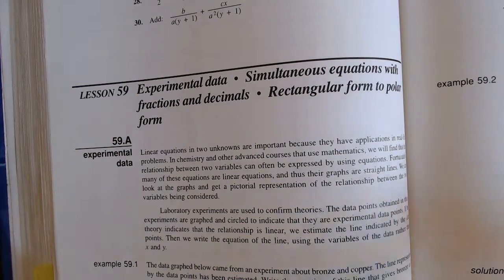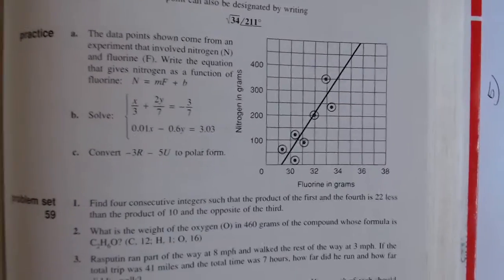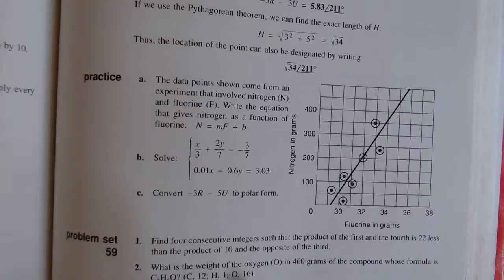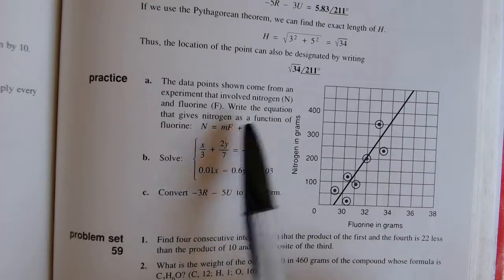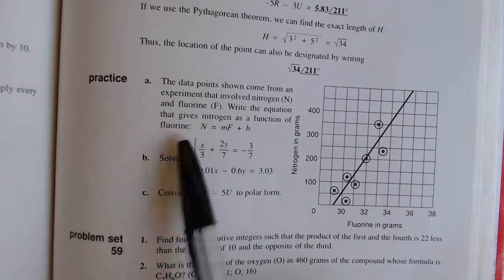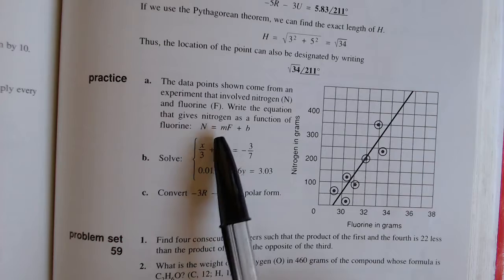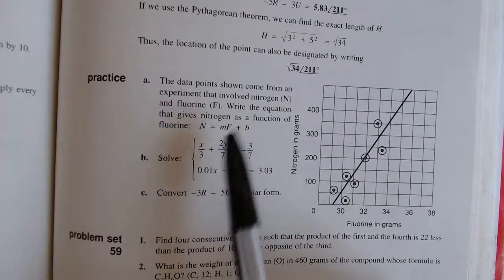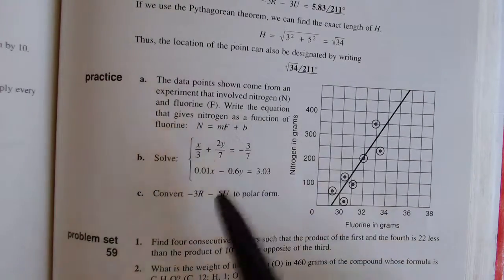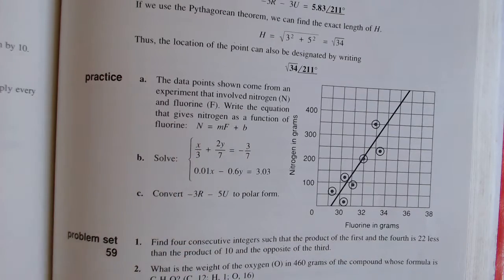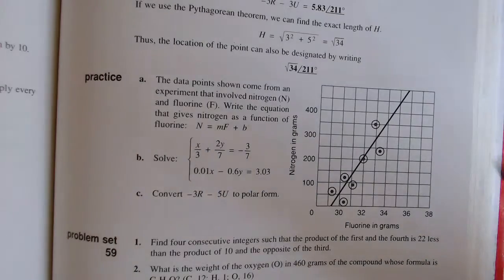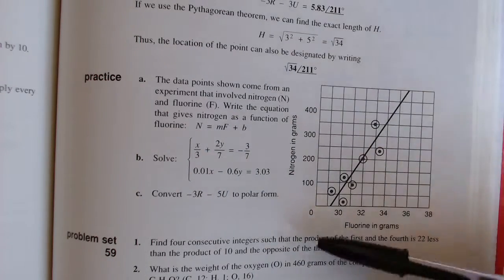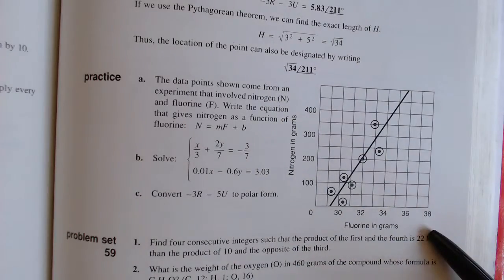Starting with experimental data, I'll try to run through these as fast as I possibly can. They give us this graph on the right and this word problem on the left. They tell us the data points shown come from an experiment that involves nitrogen and fluorine. Write the equation that gives nitrogen as a function of fluorine, or N equals the slope of F plus B. So if you replace N and F with Y and X, that would be Y equals MX plus B. They're just showing you how you can use your slope and line equations in application. When you have graphs, you think of the nitrogen as the y and the fluorine as the x.